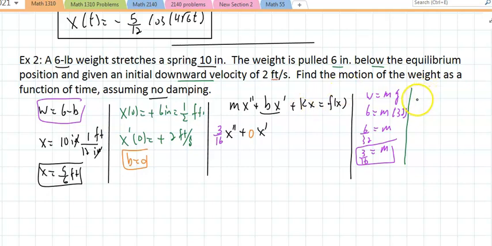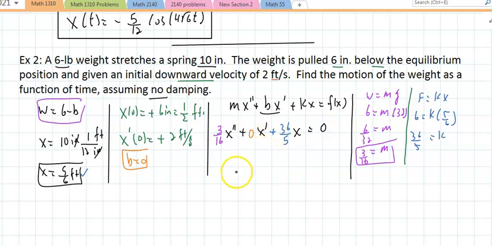And we want k. We know that F equals kx. The force is the 6 pounds, and it stretched the spring 5 over 6. So k is 36 over 5, times x. And no external force.